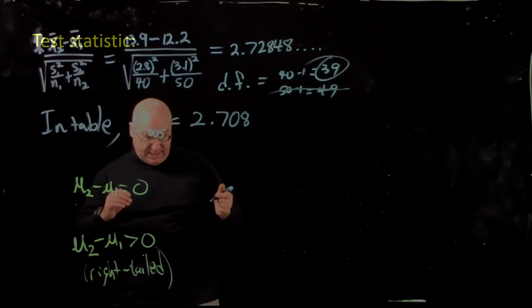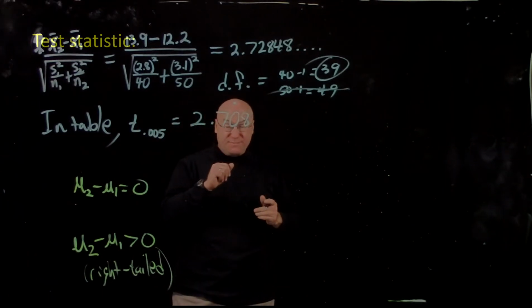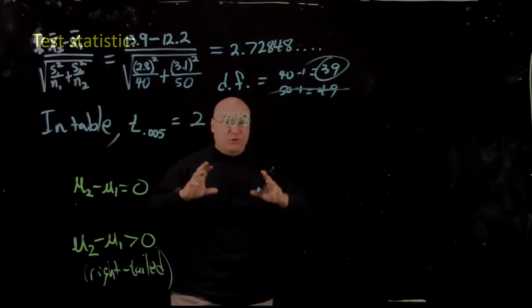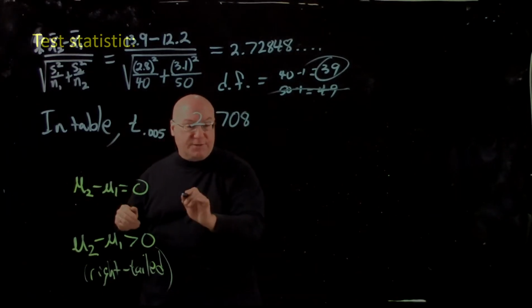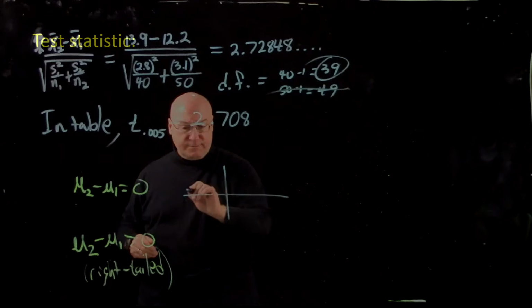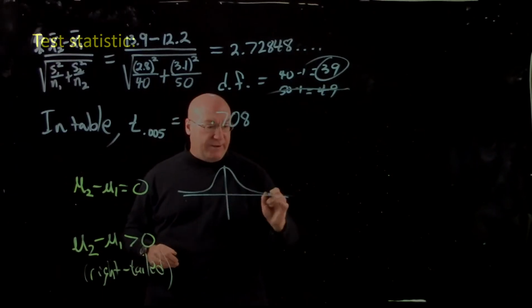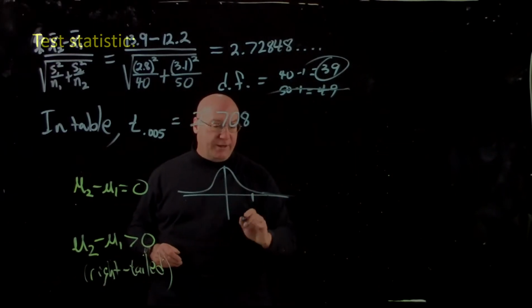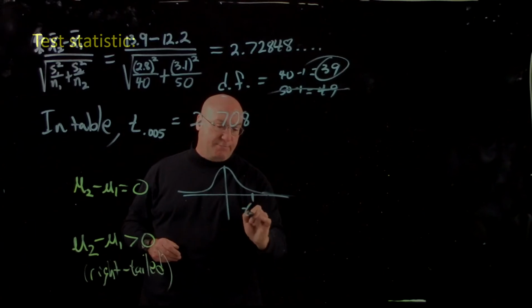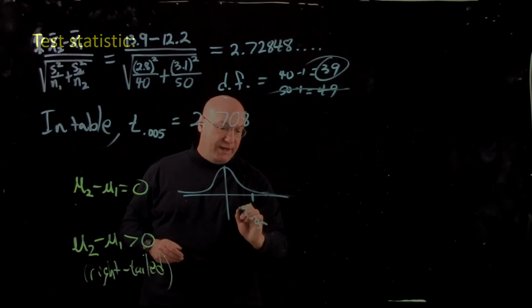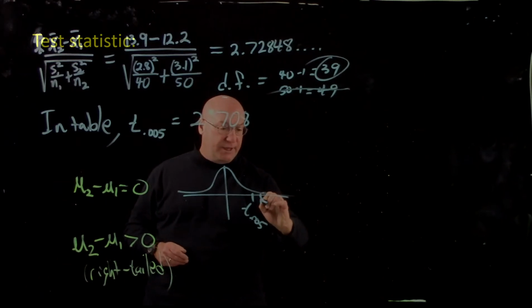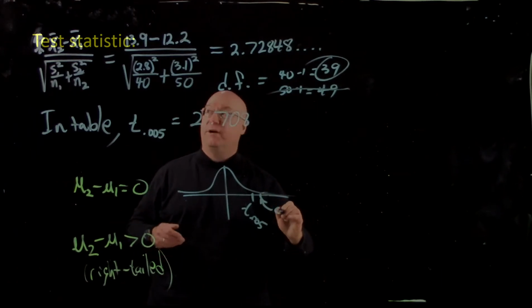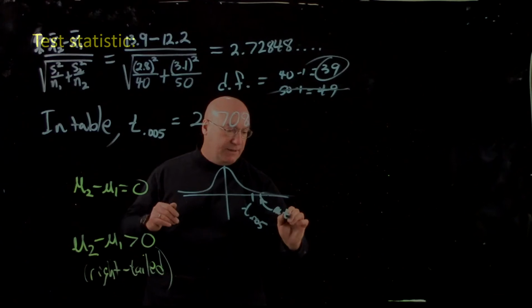Now, I'm trying to get away from drawing the picture every time, but you should think of what that looks like. Let me draw it this time at least. So here we are with our T random variable, and here is the t.005, right? It's 2.708, and a little bit out here farther is our test statistic.